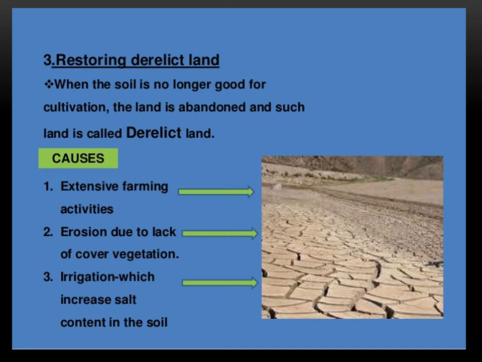As I told you, canal irrigation increases the water table of ground water, which leads to waterlogging, and waterlogging brings salinity in the water, which can damage the land, making it difficult to grow crops. When the soil is no longer good for cultivation, the land is abandoned. Abandoned means deserted, and such land is called derelict land.